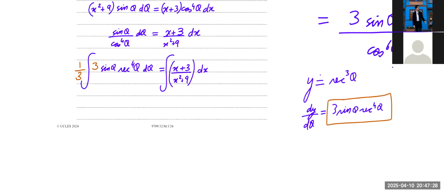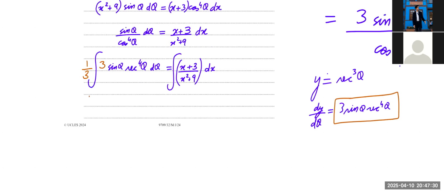So you have 1 over 3 now, and since we already know what derives to become 3 sine theta secant 4 theta, we can just write it down directly. That's the beauty of knowing that derivation and integration are inverses of each other, they're opposites of each other. So whatever we did derive to get this will become that again. And now comes this guy. That does not look fun at all. What method can we use here is the question.